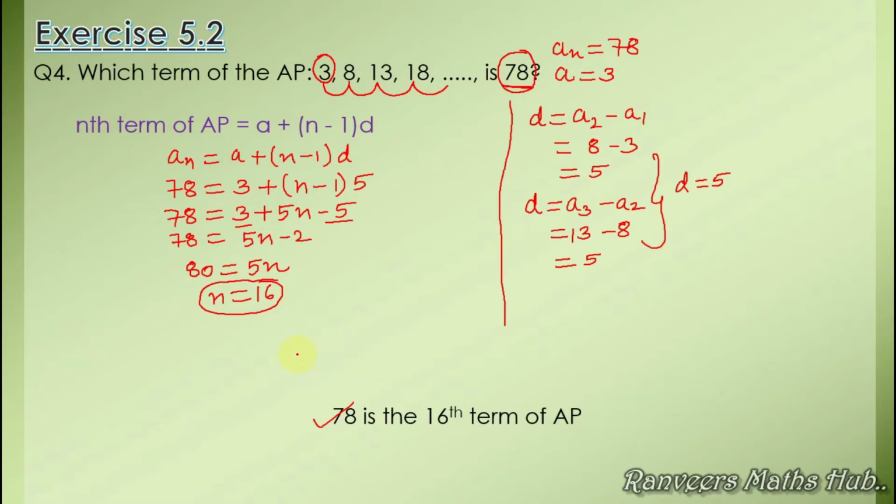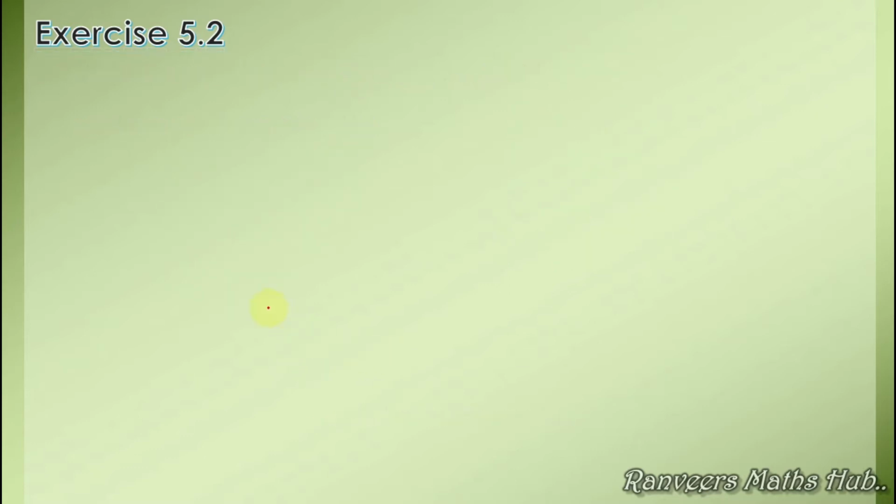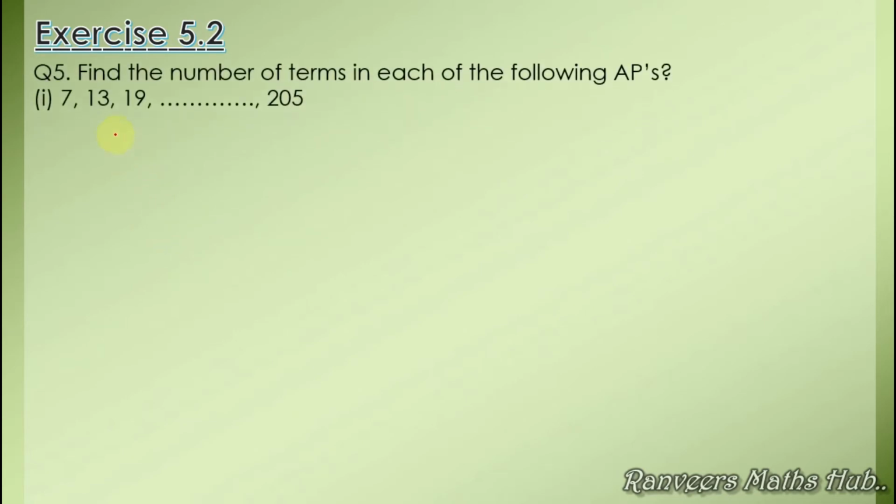Okay. So next question now. Find the number of terms in each of the following APs. Okay, again you have to find the value of n only in this case. So first of all we will write down the formula, the nth term of AP, which is equal to a plus n minus 1 multiplied by d.